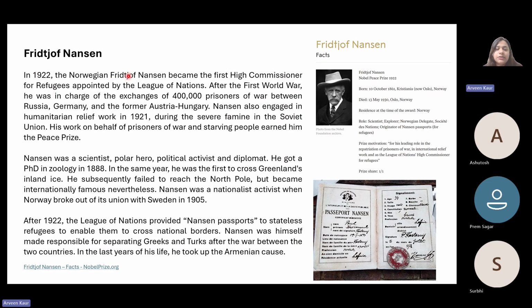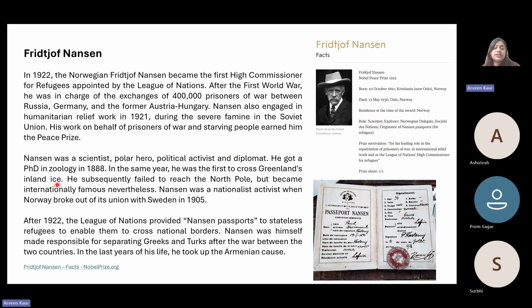So in 1922, the Norwegian Nansen became the first High Commissioner of Refugees appointed by the League of Nations. After the First World War, he was in charge of the exchanges of around 4 lakh prisoners of war between Russia, Germany, and former Austria-Hungary. Nansen also engaged in humanitarian relief work in 1921, during the severe famine of the Soviet Union. His work on behalf of prisoners of war and starving people earned him the Peace Prize. He was a scientist, polar hero, political activist, and a diplomat as well.